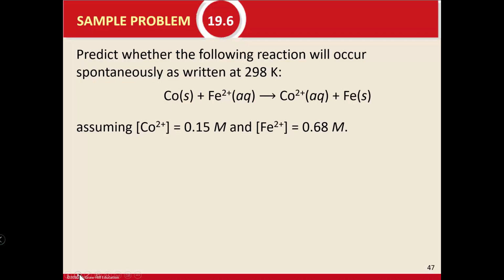Okay, so let's look at a reaction here. It says predict whether the following reaction will occur spontaneously as written at 298 Kelvin. So we've got to have a temperature, right? Because we saw that with the Nernst equation. So we have cobalt being oxidized to cobalt 2 positive. We have iron 2 positive ions being reduced to iron. And they tell us to assume the concentrations are in moles per liter, 0.15 molar for the cobalt ion and 0.68 molar for the iron ion.